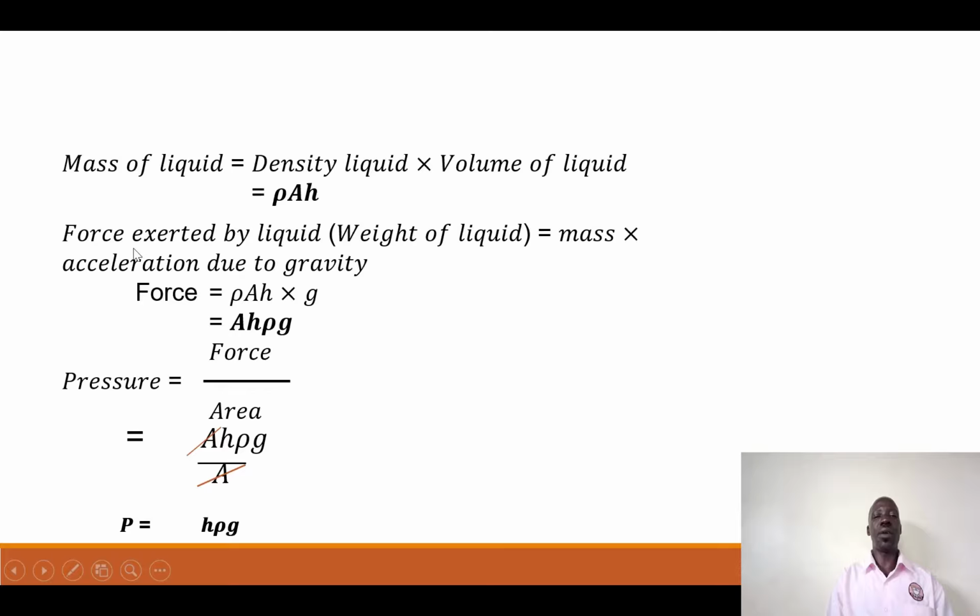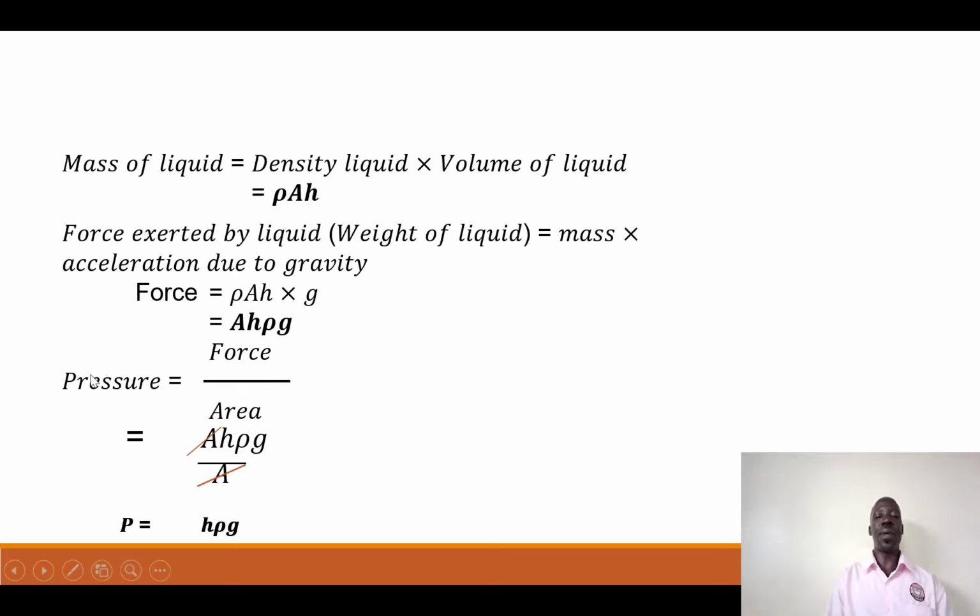We can quickly and smartly relate the mass of the liquid and the weight of the liquid. You know very well that weight is the same as force. Now, the force exerted by the liquid is the same as the weight of the liquid, and it can be got easily from mass times acceleration due to gravity. Force equals mass times acceleration due to gravity, and our mass we got as rho A h, and acceleration due to gravity is g. Now, this gives us A h rho g.